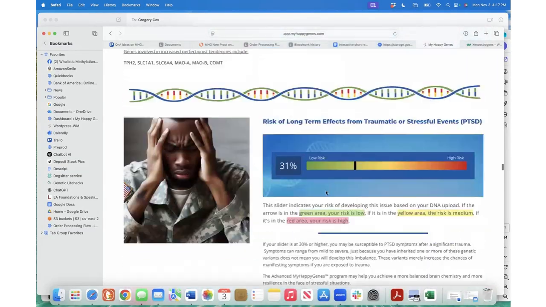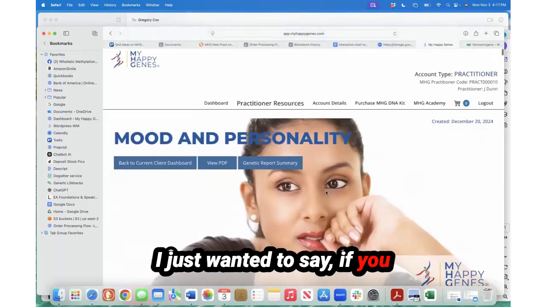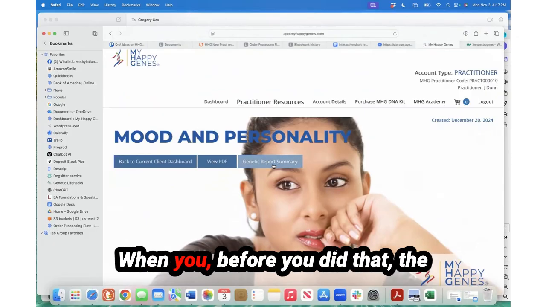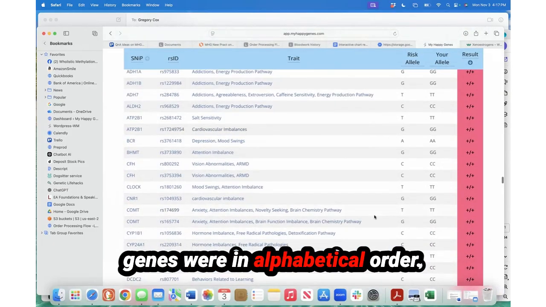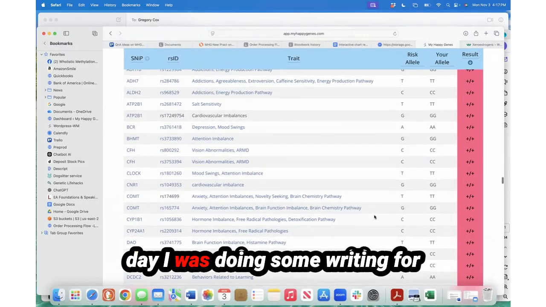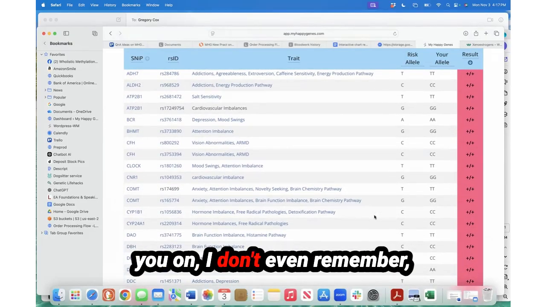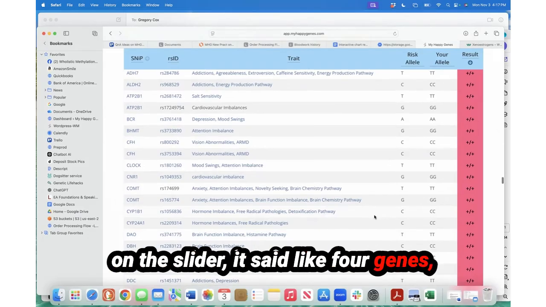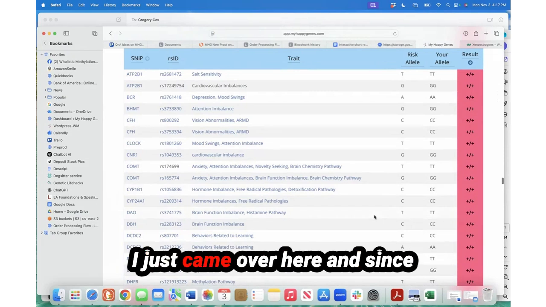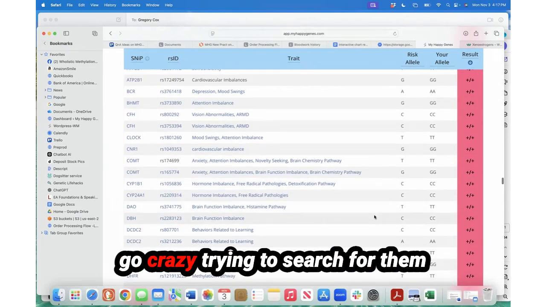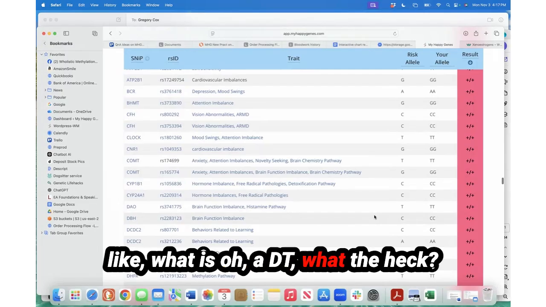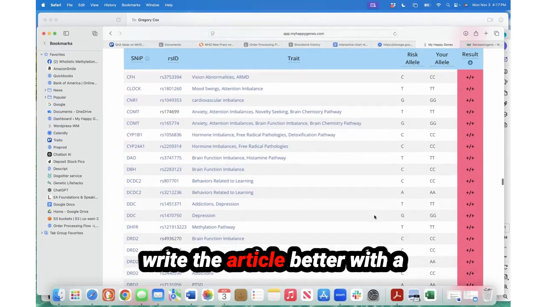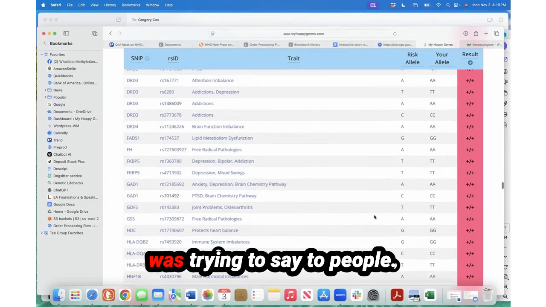The cool thing too about that, I just wanted to say, if you clicked back on the thing that turned them all red or all yellow, all green, before you did that, the genes were in alphabetical order. So let's just say, like the other day, I was doing some writing for you, and I said, okay, I know that on the slider it said like 4 genes, but then I wanted to go look them up. I just came over here, and since they're alphabetical, I didn't have to go crazy trying to search for them. Like, ADT, what the heck? I just went to here, I clicked on it, and then it explained to me so that I could write the article better with a real understanding of what I was trying to say to people.